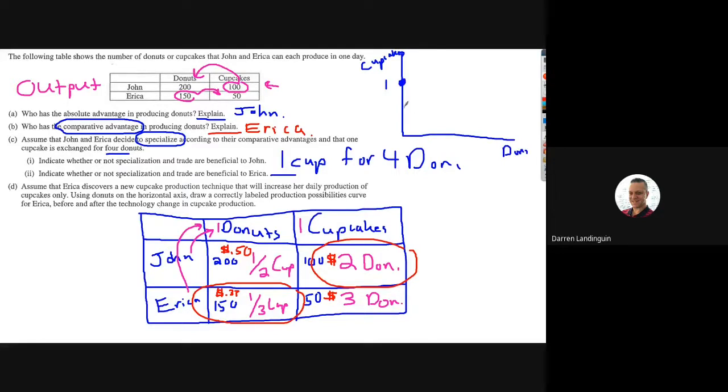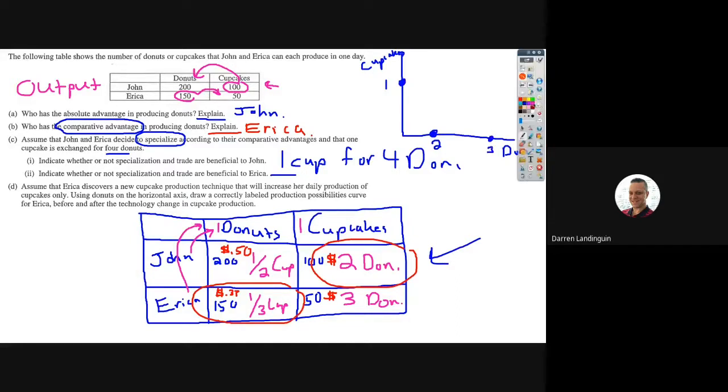The next thing I'm going to do is place on the x-axis the opportunity cost for each one of these individuals. So let's go down to our table. Every time John produces a cupcake, how many donuts does it cost him? Or I should say, how many dollars is it? 2. Yeah, that's it. So you can just put that here. Let's put that 2. And for Erica, how many does it cost her?